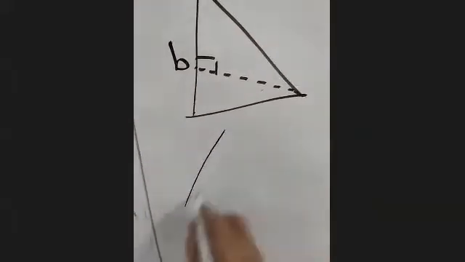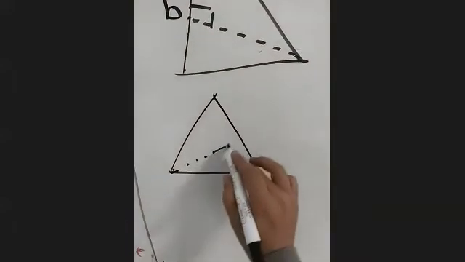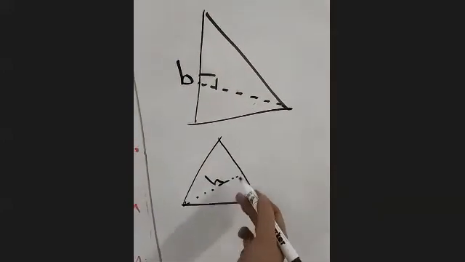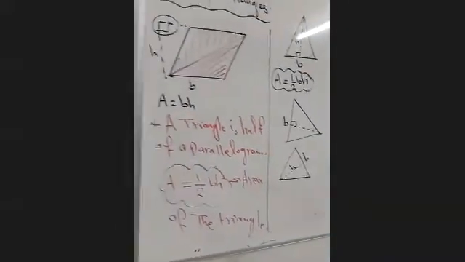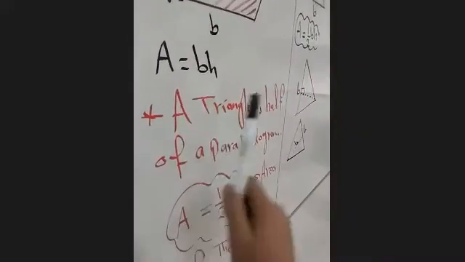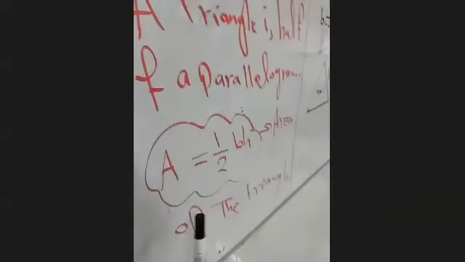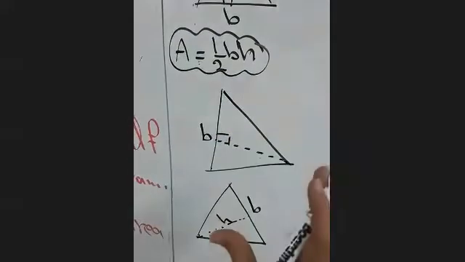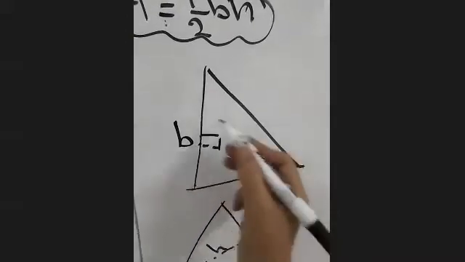For example, if we have this triangle, focus. If this is the height, where will the base be? The base will be not this one and not this one, but this one. So focus. Again, guys, we said the triangle is half of the parallelogram. If the area is BH for the parallelogram, then the area of the triangle is half of the area of the parallelogram, half BH. Be careful when you determine the base and the height. The height, we know it by using the right angle here. It's always perpendicular, always.